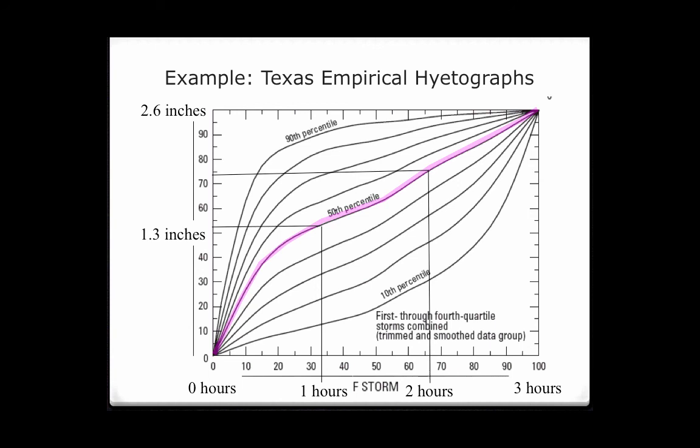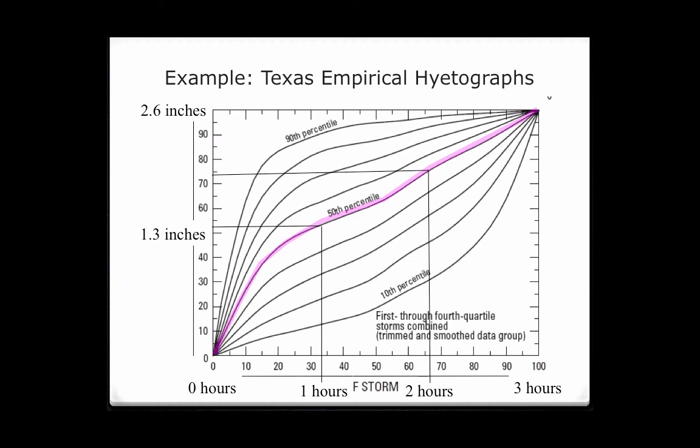So this time axis, which is currently a fraction of total time as plotted, 0 becomes 0 hours, 100% becomes 3 hours, 66.67 becomes 2 hours, and 33.33 becomes 1 hour. So this axis remaps from 0 to 3 hours instead of from 0 to 100%. The vertical axis remaps from 0 to 2.6 inches rather than 0 to 100%.